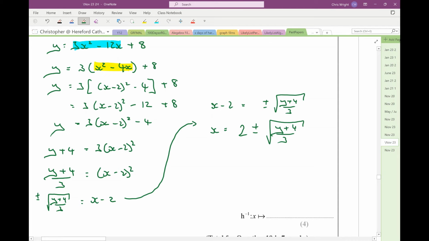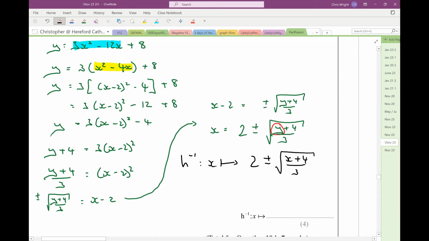So now I'm in a position to write down the inverse function. What I'm going to do is simply write down the right-hand side, but substitute an x in here. So the inverse function, which it wants me to write in this form, is 2 plus or minus the square root of x plus 4 over 3, my mistake.